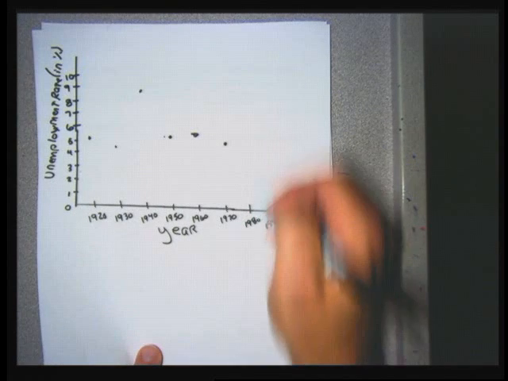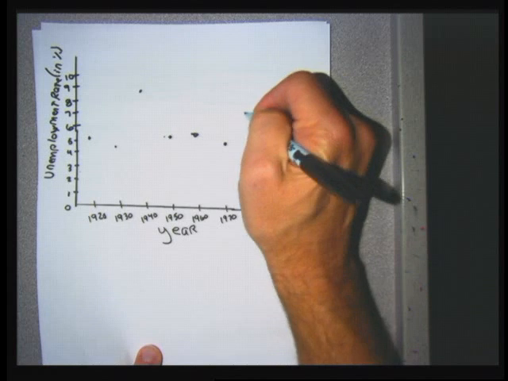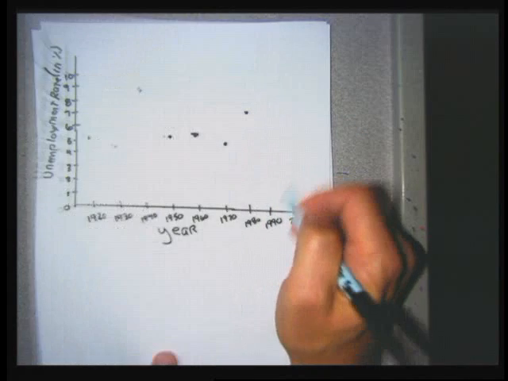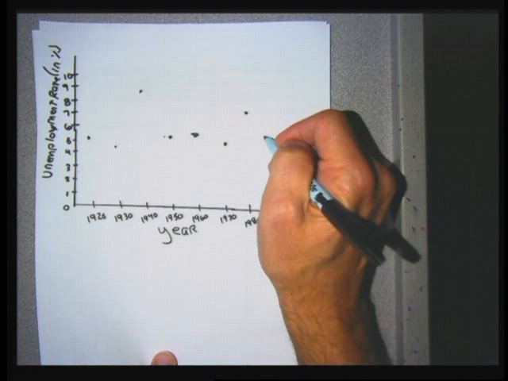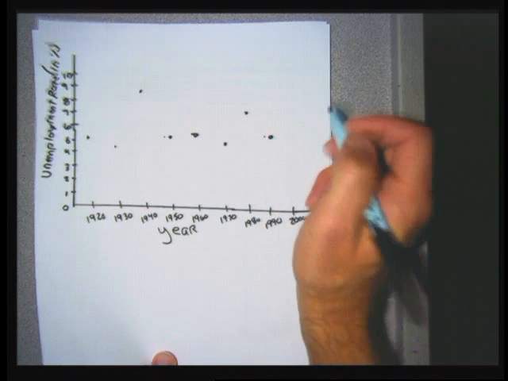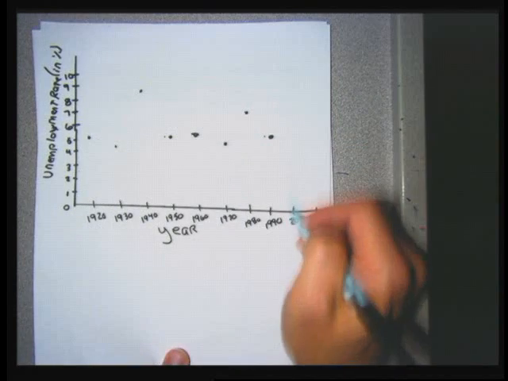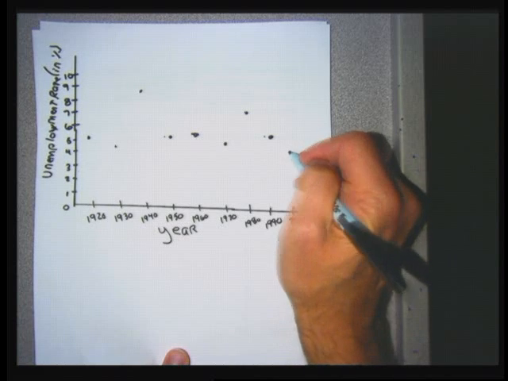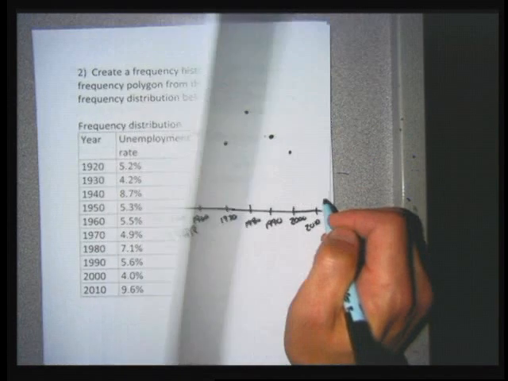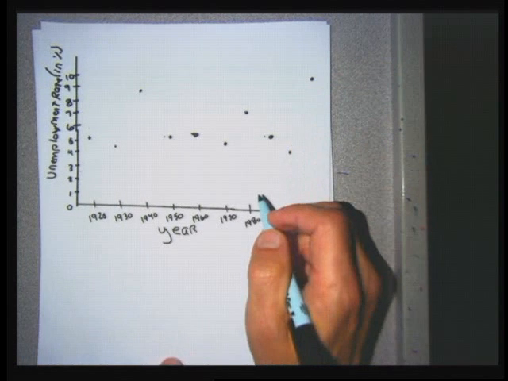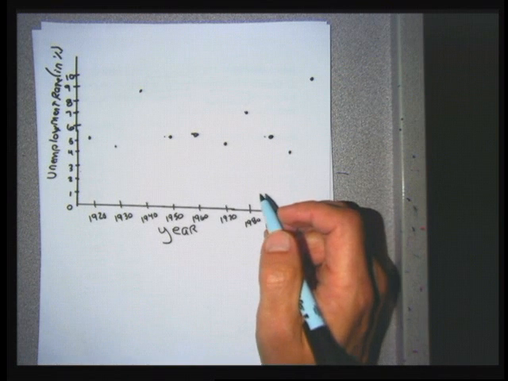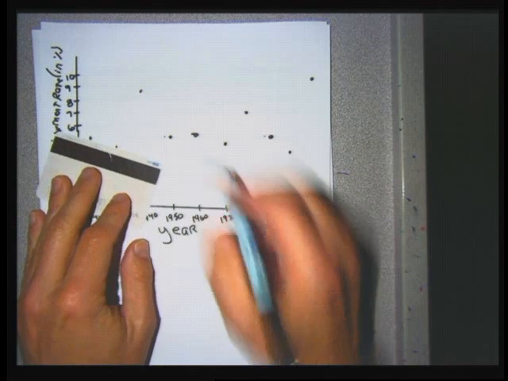1980, 7.1%, maybe about there. 1990, 5.6%. Again, if I wanted something perfectly accurate, I'd just use Excel. 2000, 4%. Not the best data because it's so bunched up. In 2010, 9.6%. So best I could, I plotted the points, and now I'm going to make my frequency polygon first, because I kind of destroy the points a little bit when I make the histogram.